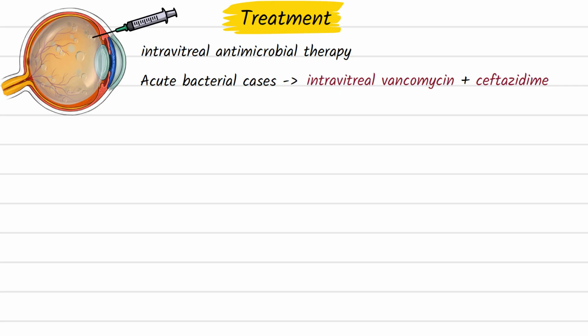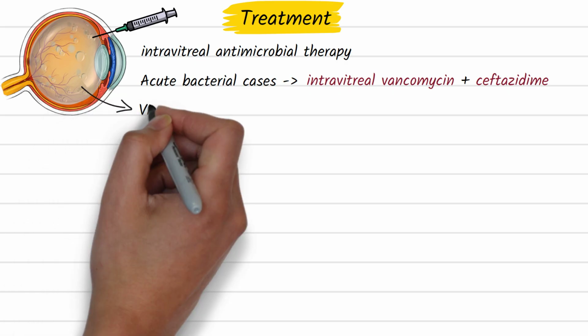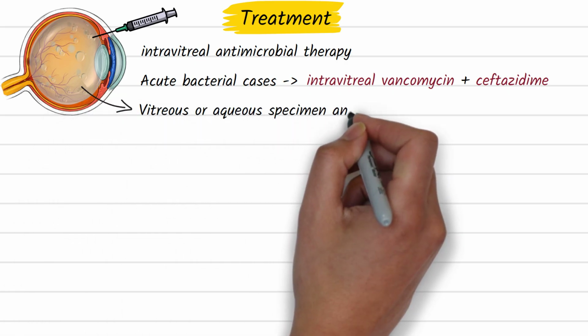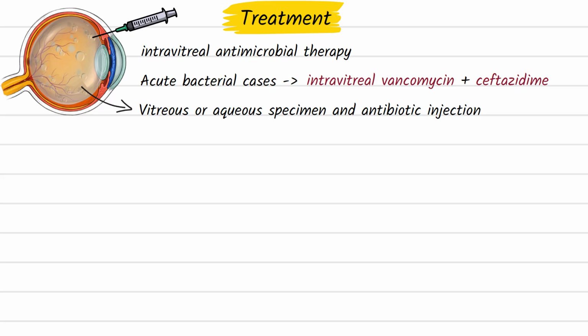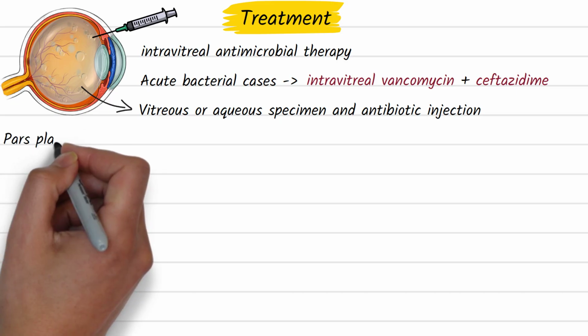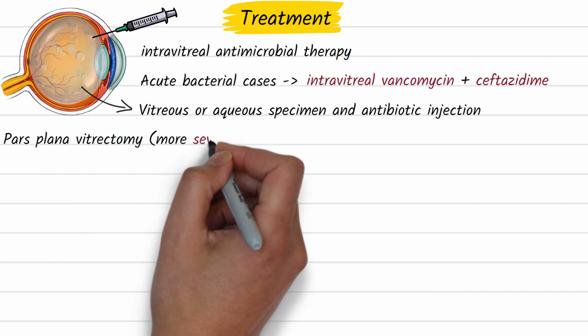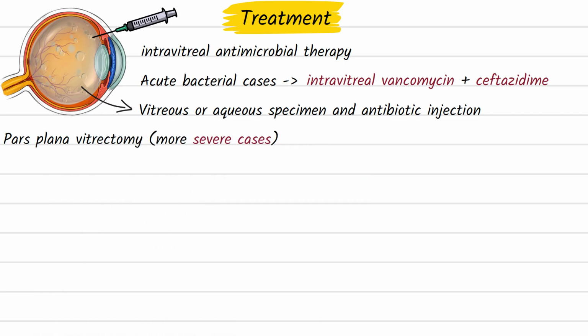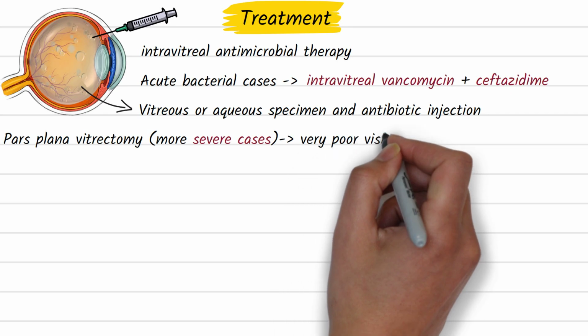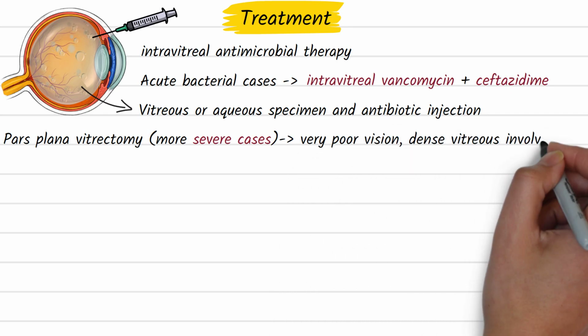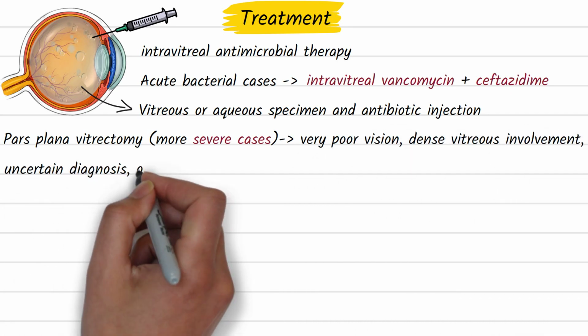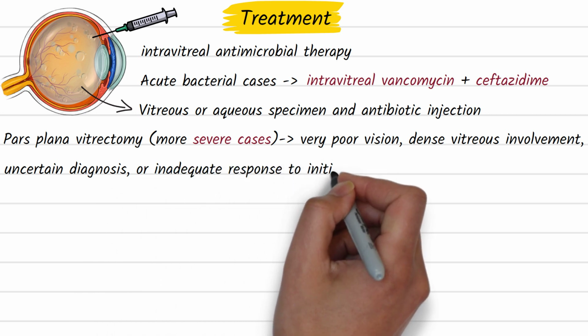In many settings, clinicians first obtain a vitreous or aqueous specimen and then immediately proceed with antibiotic injection, an approach often described as tap and inject. Pars plana vitrectomy is considered in more severe cases, especially when presenting vision is very poor, when the vitreous is densely involved, when the diagnosis is uncertain, or when there is inadequate response to initial therapy.